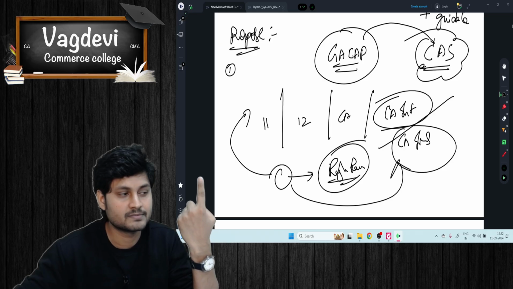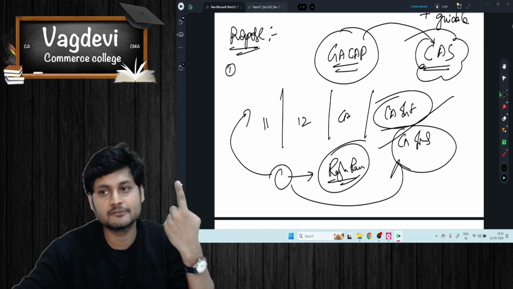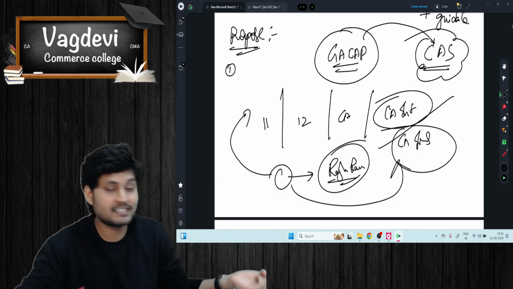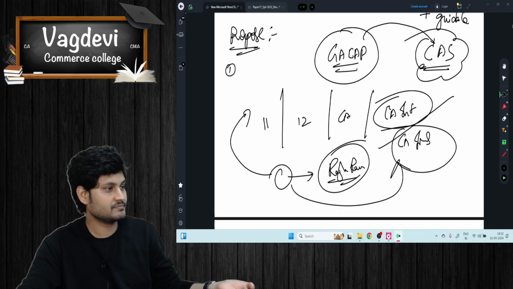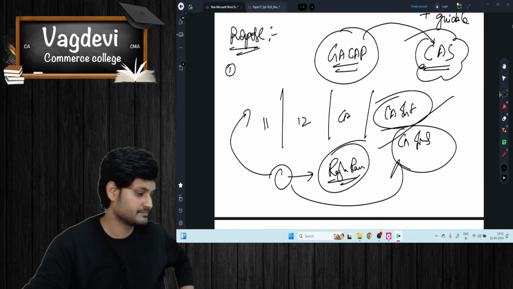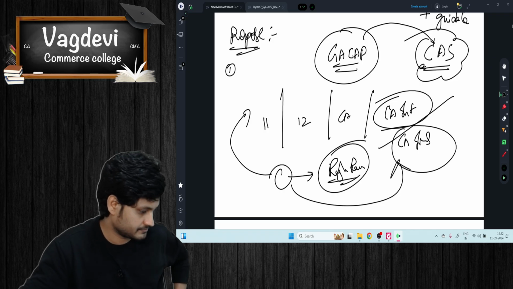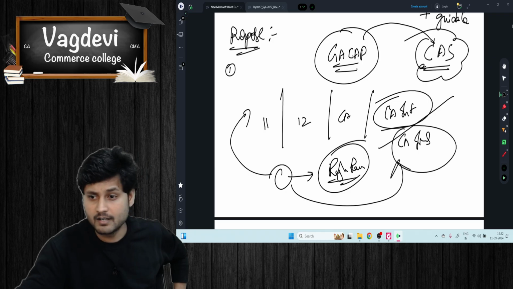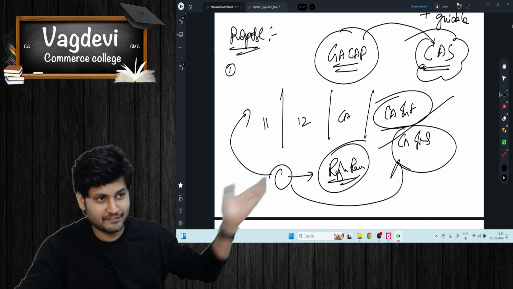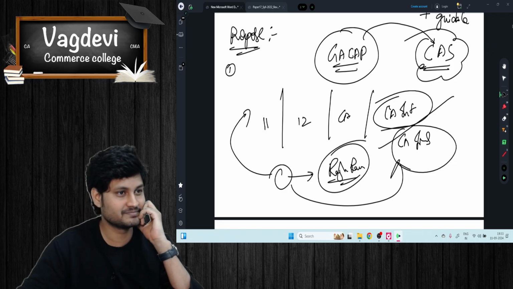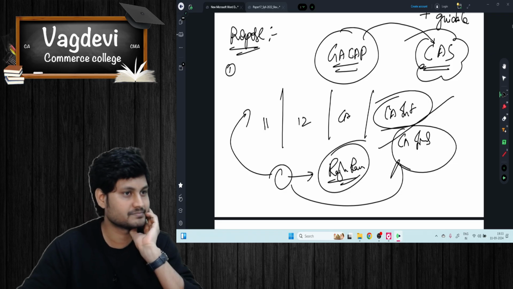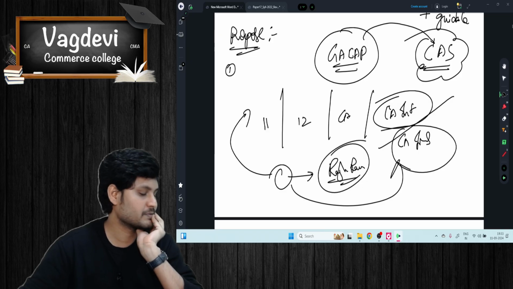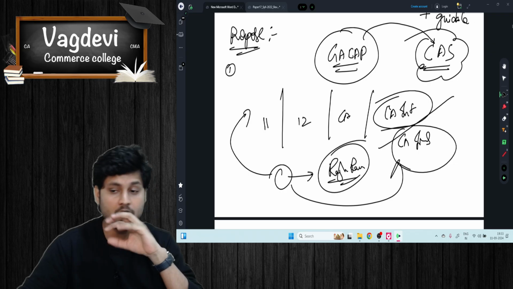Next. Eliminates abnormal wastages. Accurate inventory valuation. These are all advantages of cost audit only, and again we are writing them. Okay, next one.